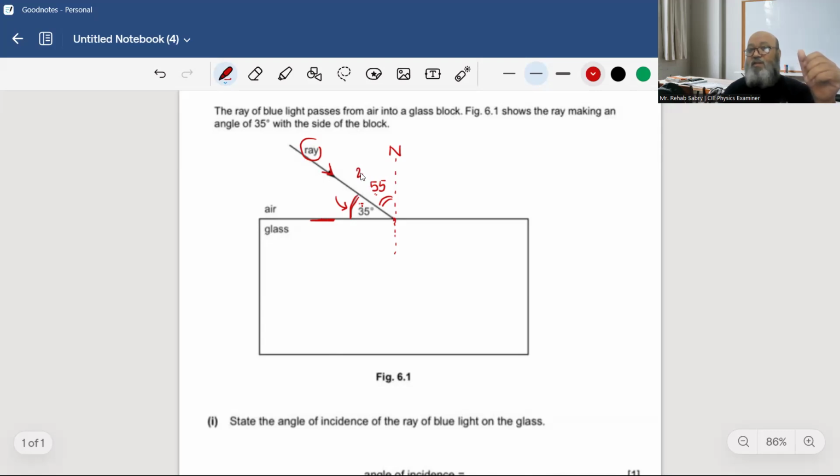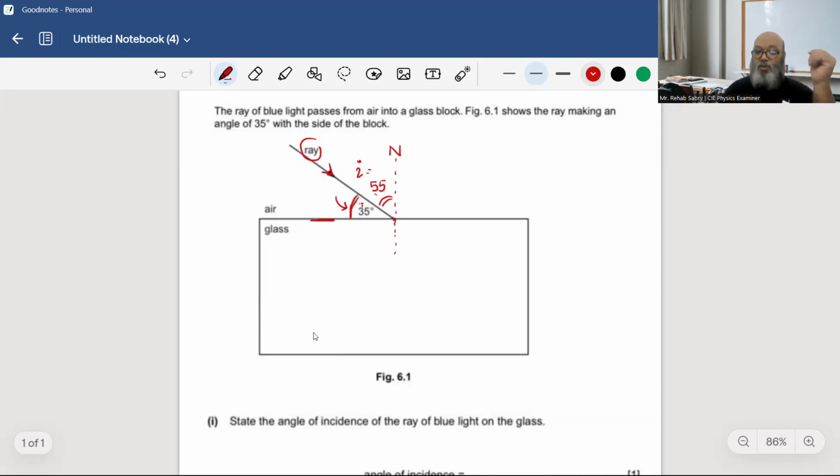This angle is between the incident ray and the normal. So this is the angle of incidence. The angle of incidence is the angle between the incident ray and the normal, not the surface. Also the angle of refraction is the angle between the refracted ray and the normal, not the surface. The angle of reflection is the angle between the reflected ray and the normal. Any angle must be taken from the normal, not from the surface. Put this in mind.